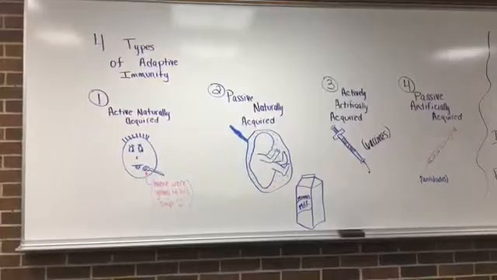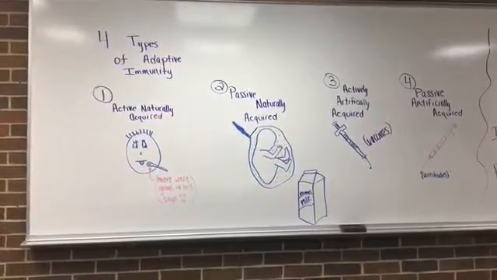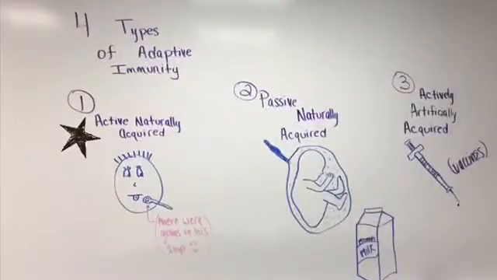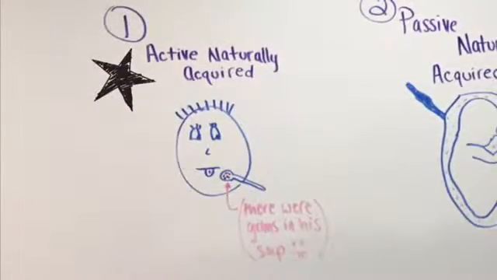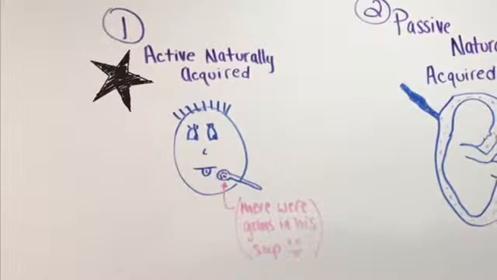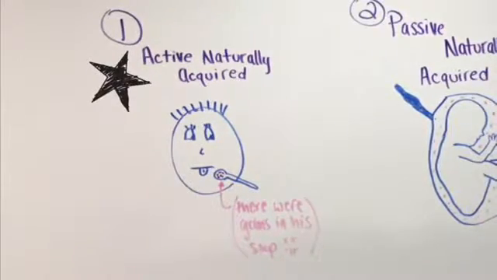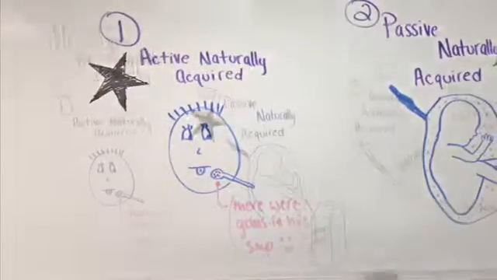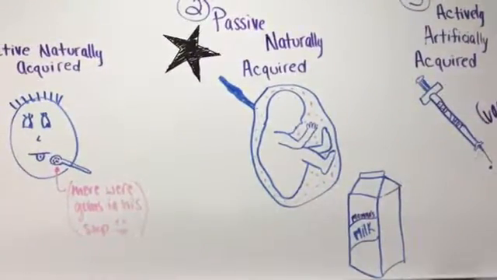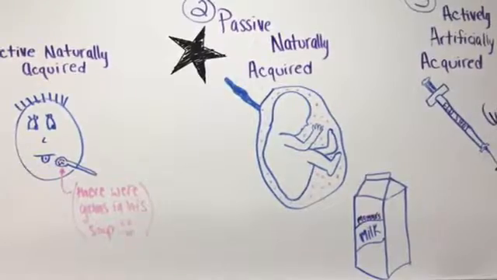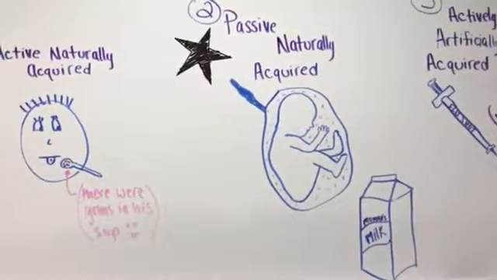There are also 4 types of adaptive immunity. The first one is active naturally acquired. The antigen will invade the body from exposure, and the body will produce antibodies to fight off the pathogen. The second one is passive naturally acquired. Fetuses and infants obtain antibodies from the mother's placenta or breast milk.